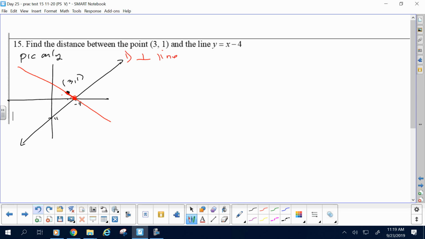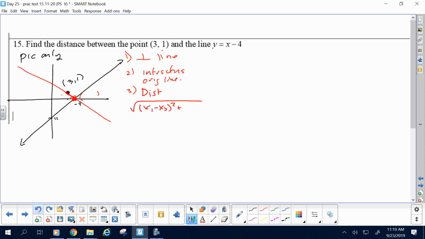Once I have that perpendicular line, then what do I do? I want to find the distance from that point to that line. So I need to find where that perpendicular line intersects the original line. Then once I have that intersection, that really represents the closest possible point on the line. How can I then find the distance? Use the distance formula. This one here.